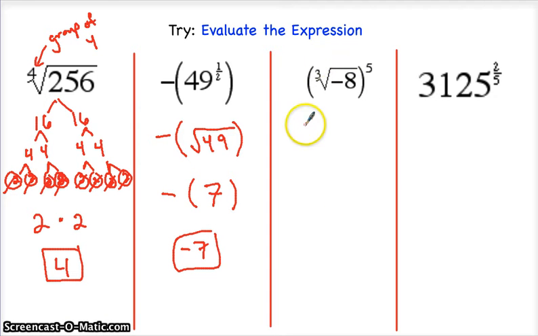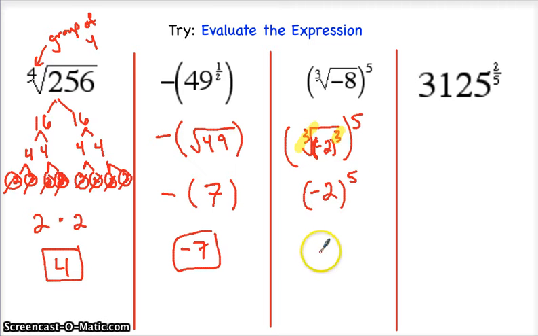Third root of negative 8 is really asking you what to the third power would give you negative 8. And we'll deal with that fifth power here afterwards. Well, if you think about it, negative 8 is really just negative 2 to the third. Well, third root, third power, you can cancel those two things away, and you'll end up with just negative 2. But don't forget, that whole quantity was to the fifth power. So a negative number to the fifth power stays negative, and 2 to the fifth power is 32. And there you go.